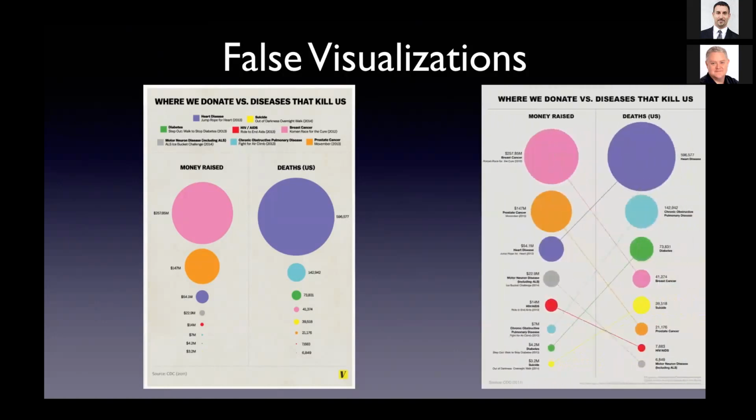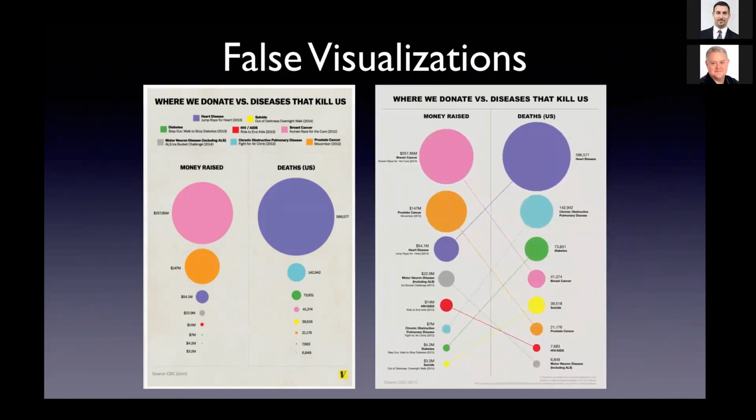In fact, I redesigned it to show what the circles should be sized as. And of course, they are in descending order, so you do still see the difference between the charities raising money and how many people are dying from that disease. But it's nowhere near as extreme as what the original design from Vox Media was.